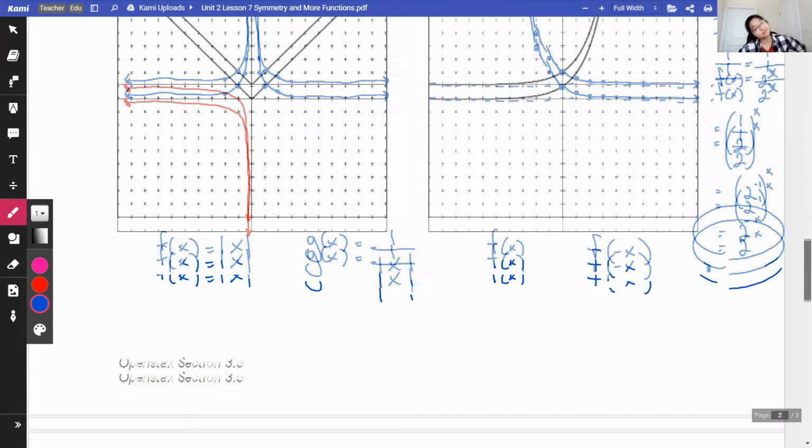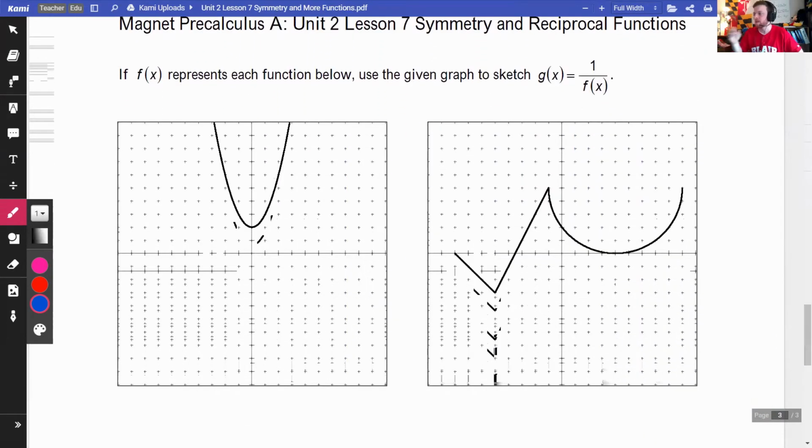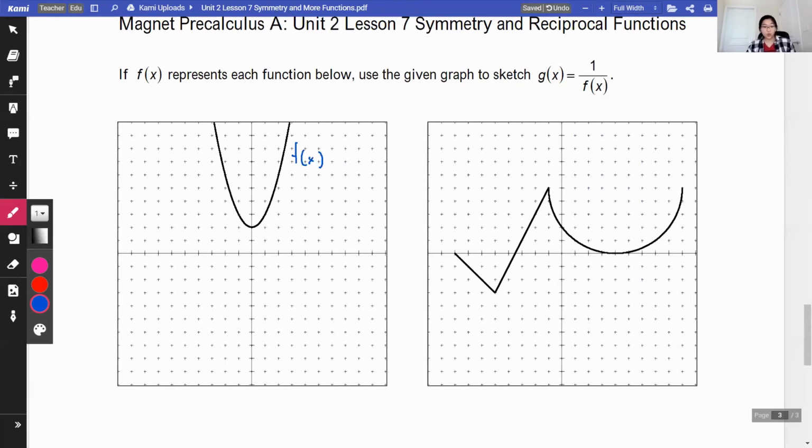Let's do some more. We're reciprocating functions. Use the given graph, and we're going to try to sketch g of x is 1 over f of x when we have this graph. So we have a parabola, and it's nice that this parabola is shifted off of the origin. Why is that really nice? Well, if it was on the origin, wouldn't we have an asymptote? Oh, yeah. Right. Since it's been shifted up, we're going to have a reciprocal at every point. We'll never be undefined.